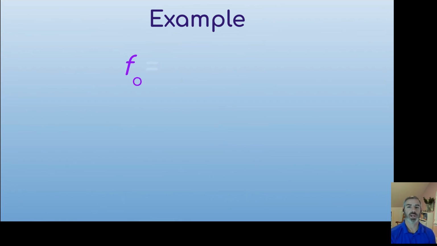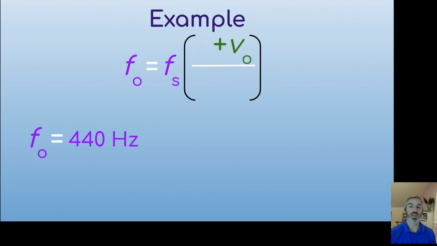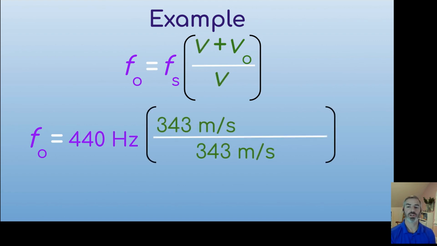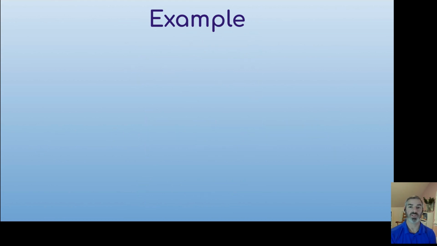So the first thing we're going to do is calculate the observed frequency that's heard from the tuning fork, and we're going to use the Doppler effect equation. The source, the tuning fork, is not moving, so we can make that 0. And we can substitute values in: the source frequency, the tuning fork, is 440. The speed of sound in air at room temperature is 343 meters per second. Now, because the violinist is walking towards it, we know that's going to be a positive value. So that 1.5 meters per second is going to be a positive 1.5 meters per second. And now we can calculate the frequency, which we end up with 441.9 hertz, which we know is correct because it's a higher frequency or higher pitch.